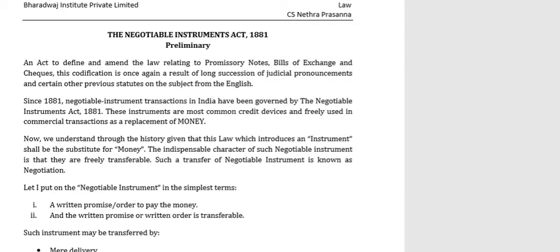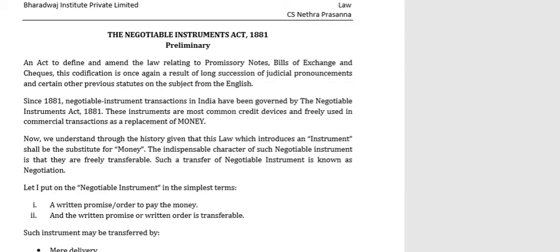A negotiable instrument means a promissory note, bill of exchange or check payable either to the order or to the bearer. Now, order means the person to whom I am directing you to pay the instrument. To the bearer means the one who carries the instrument.